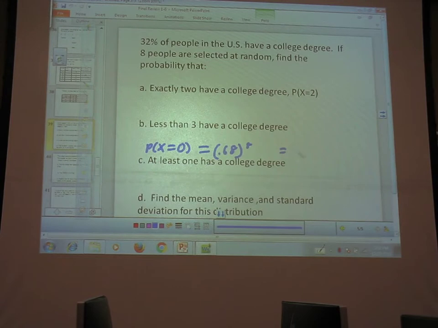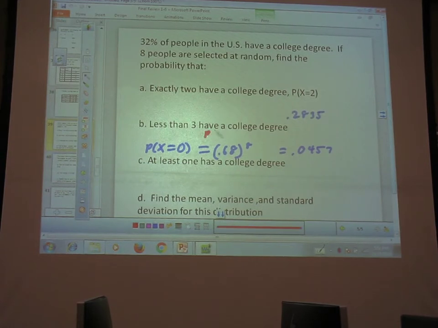0.0457. And the one above was 0.2835. And then the probability X was 1 was 0.1721. Great, so this one is going to be adding them all up, right?